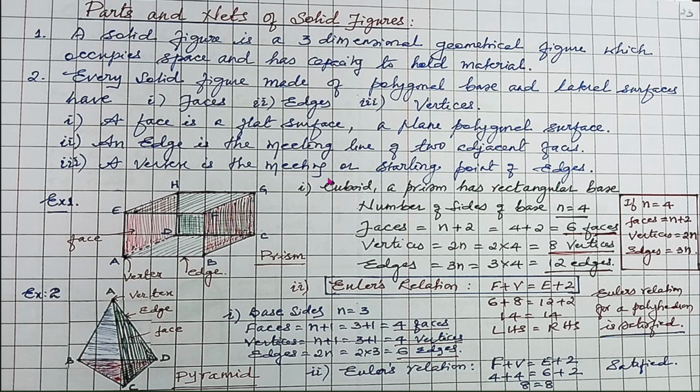A vertex is the meeting or starting point of edges. Now, if you look at the point F here, there are three edges starting from F or three edges meeting at F, and that point F is called the vertex of the solid figure.